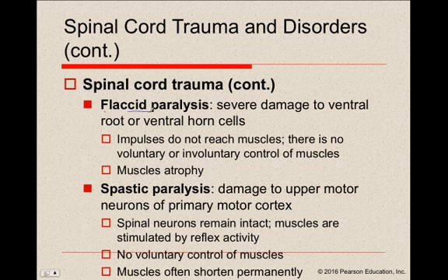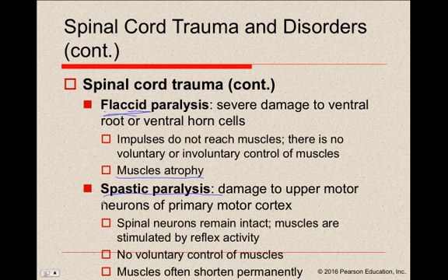So flaccid paralysis here is where we have severe damage to the ventral root. And so the impulses are blocked from this point where the damage is, and impulses don't reach the muscles. So there's no voluntary or involuntary control of those muscles that used to be innervated by those neurons that are now damaged. This will eventually lead to muscular atrophy, because the muscles aren't getting any impulses, and the muscles just atrophy from disuse.